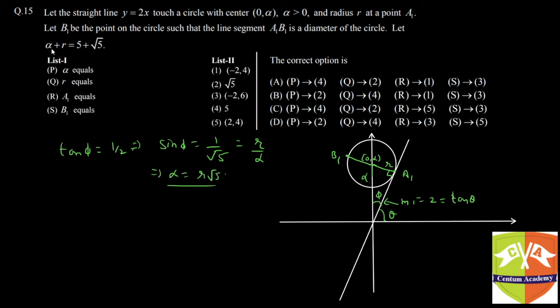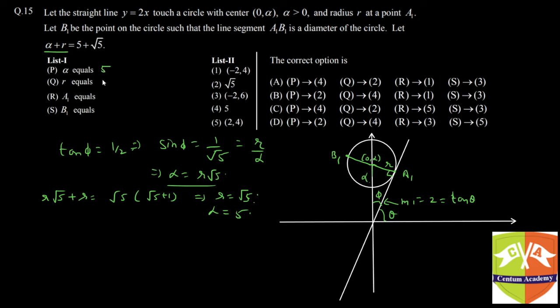Now, once I have this, I can substitute it here. So what I get is r root 5 plus r is equal to, on the right-hand side, if I take root 5 common, root 5 plus 1 will remain. So my radius is root 5 and my alpha is root 5 times root 5, that is 5. So r is root 5, alpha is 5.